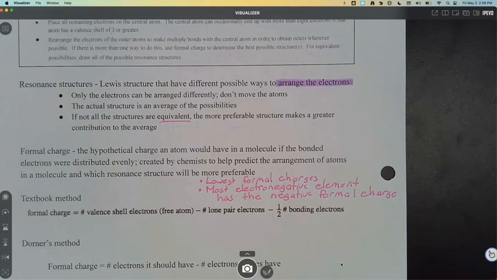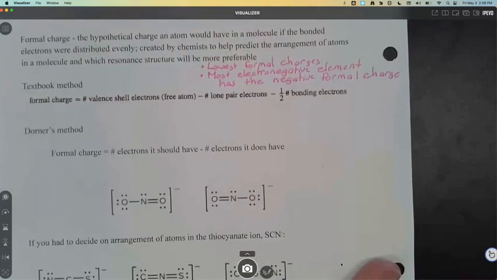That does work. I'm not a big fan of the formula because it's just one more formula I have to remember. Here's Dorner's method for doing this that doesn't involve remembering a formula, but just involves using a few colored pens. My thought process is this. The formal charge is going to be the number of electrons the element should have minus the number of electrons it does have, if we take every bonded pair of electrons and say for the bonded pair, one goes to the atom on the left, one goes to the atom on the right. So let's try this with a few colors.